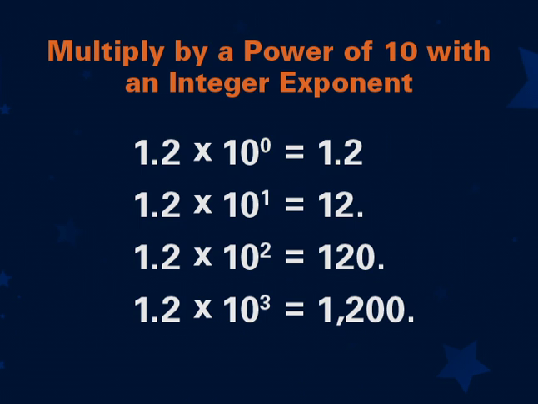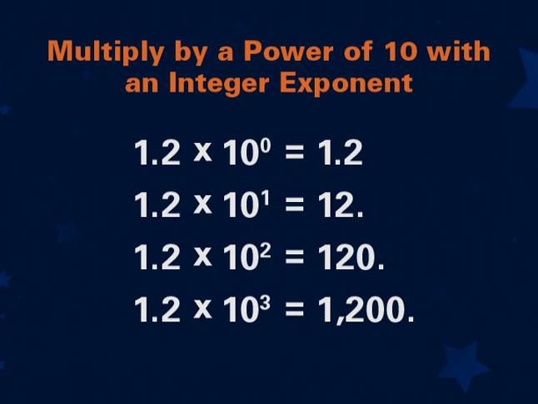When you multiply 1 2/10 by 10 to the 0 power, the product is 1 2/10. The decimal point doesn't move. When you multiply by 10 to the first power, move the decimal point one place to the right. The product is 12. The decimal point moves two places when you multiply by 10 to the second power. And it moves three places when you multiply by 10 to the third power. When we multiplied by powers of 10 before, we moved the decimal point to the right as many places as there were zeros in the power of 10. This time, the power of 10 is written in exponential form.